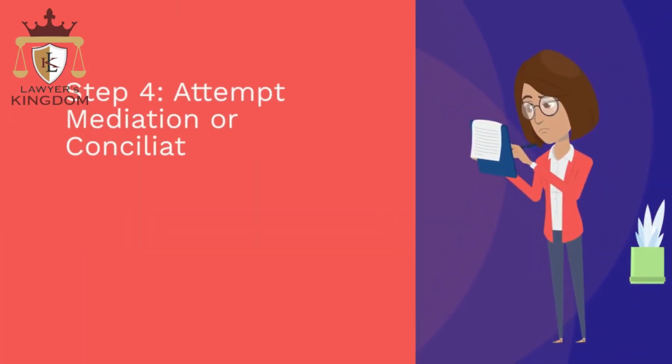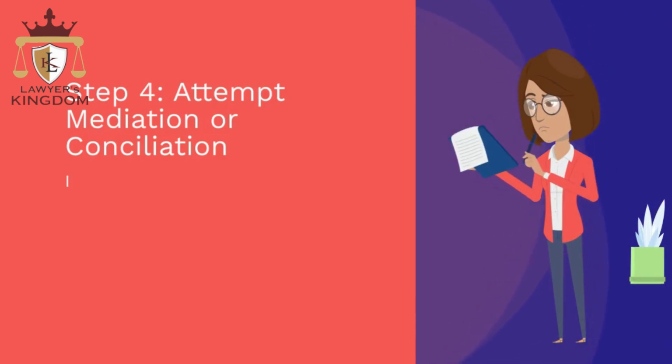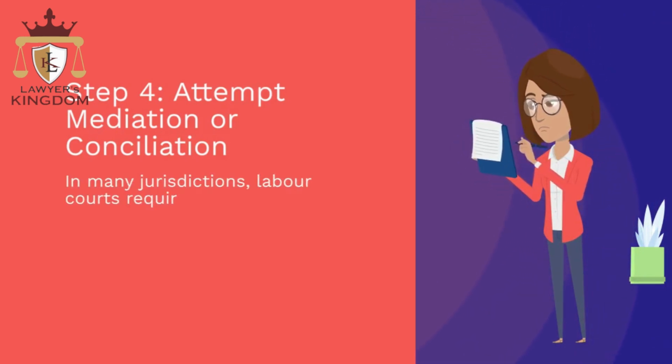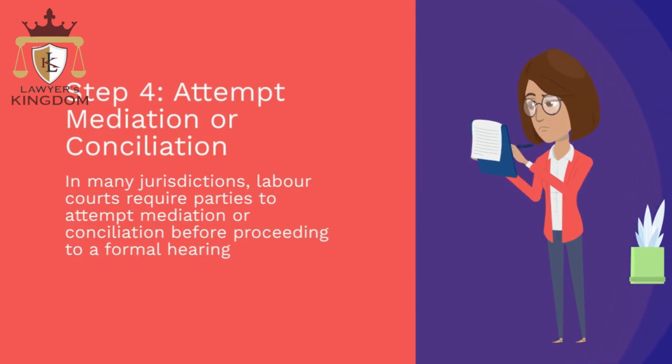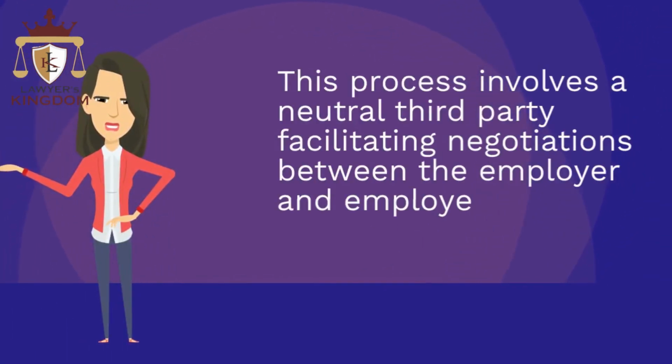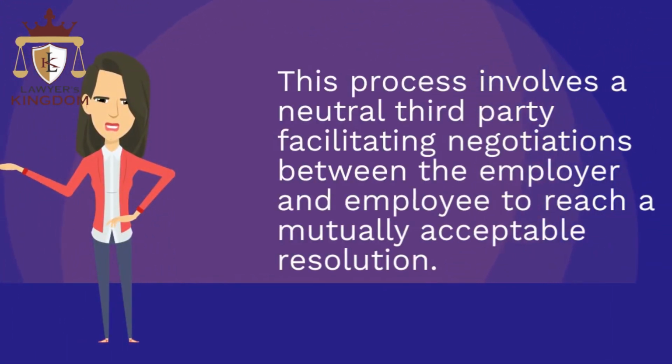Step 4. Attempt mediation or conciliation. In many jurisdictions, labor courts require parties to attempt mediation or conciliation before proceeding to a formal hearing. This process involves a neutral third party facilitating negotiations between the employer and employee to reach a mutually acceptable resolution.